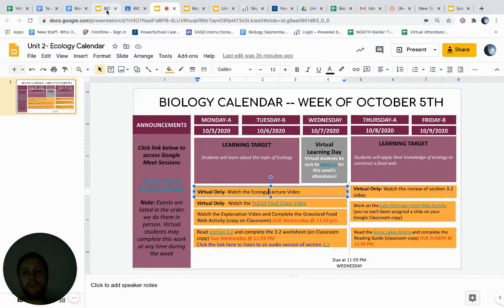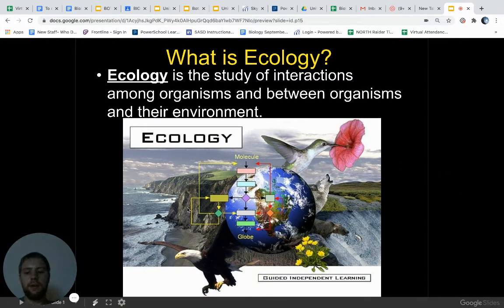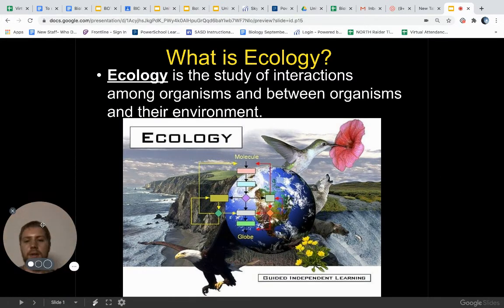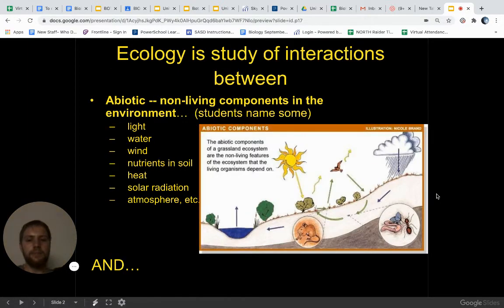So, all right, let's jump right into our ecology unit. So what is ecology? Ecology is the study of interactions among organisms and between organisms and their environment. So now we're not only looking at how organisms interact with one another, but we're looking at how organisms interact with their environment.